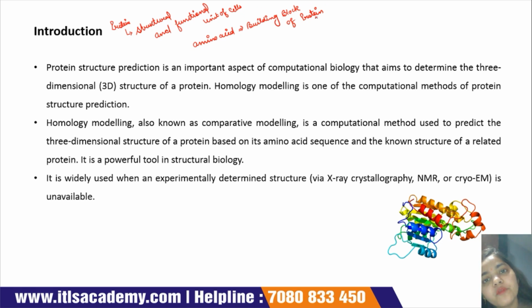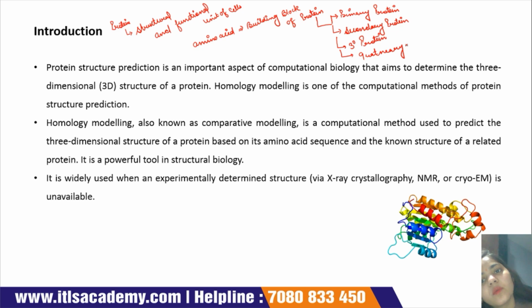Proteins are present in four conformations. First is the primary protein, second is the secondary protein, next is the tertiary protein, and next is the quaternary protein. These are the four conformations in which proteins are present.